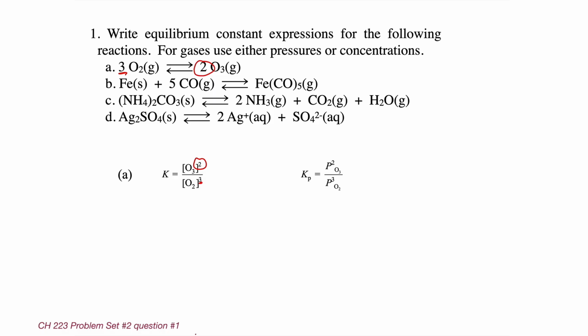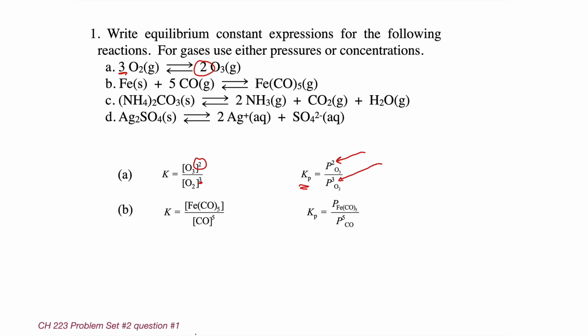The one on the right is a K sub P. It's a pressure-based equilibrium constant. K sub P's use pressures in atmospheres. So in this case, because these are gases, you could do Kc on the left or Kp. Either one is fine. If it's a Kp, it would be the pressure of ozone squared, because again, that stoichiometry pops in. And you divide it by the pressure of the oxygen to the 3rd power. And again, for this problem, either way is fine.